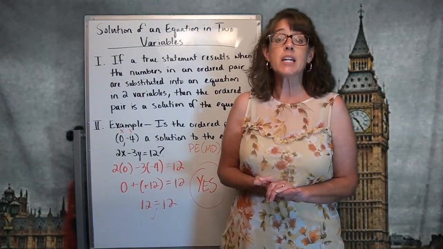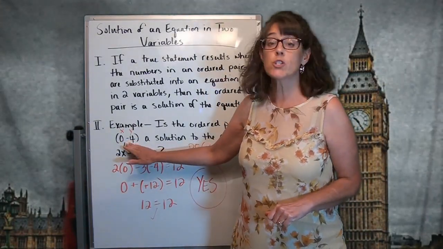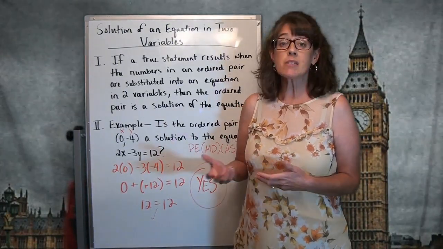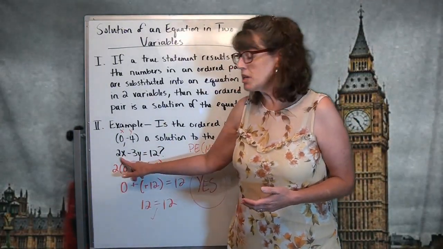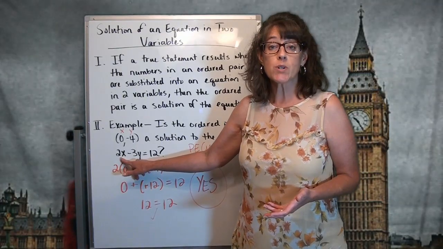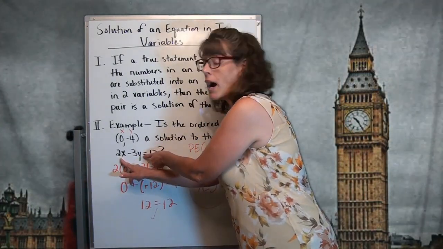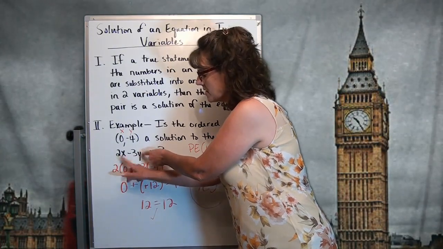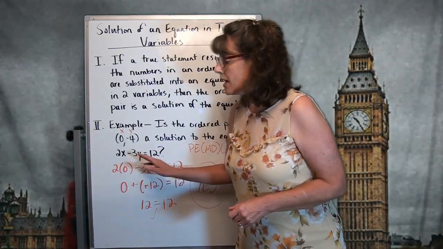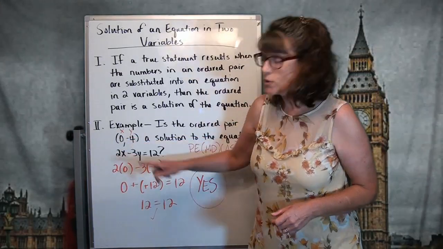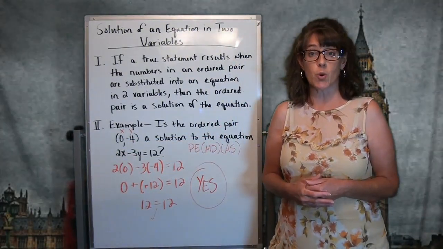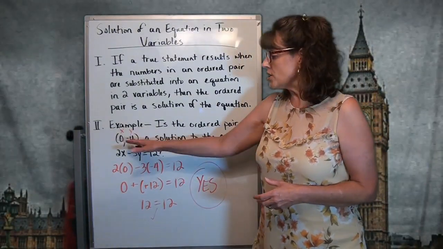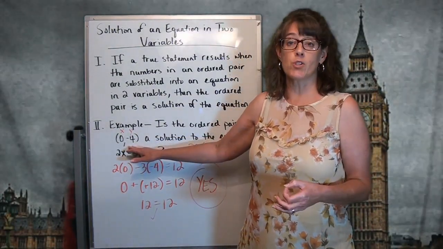Now, we need to understand that that is not the only solution to that equation. There are lots of other solutions. Because let's say, for instance, that the x was a 3. Well, 2 times 3 is 6. And let's say that the y was a -2. Well, -3 times -2 is positive 6. 6 and 6 is 12. So 3, -2 would also be a solution to the equation. So there's lots of solutions. We're just saying that this is one of those solutions.